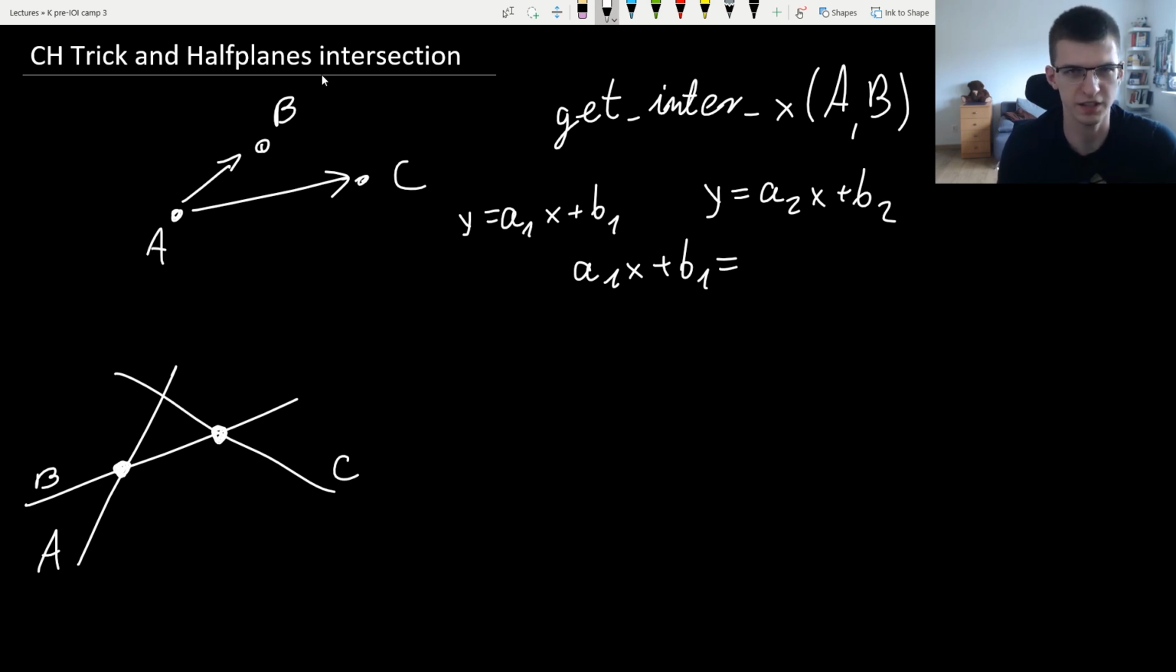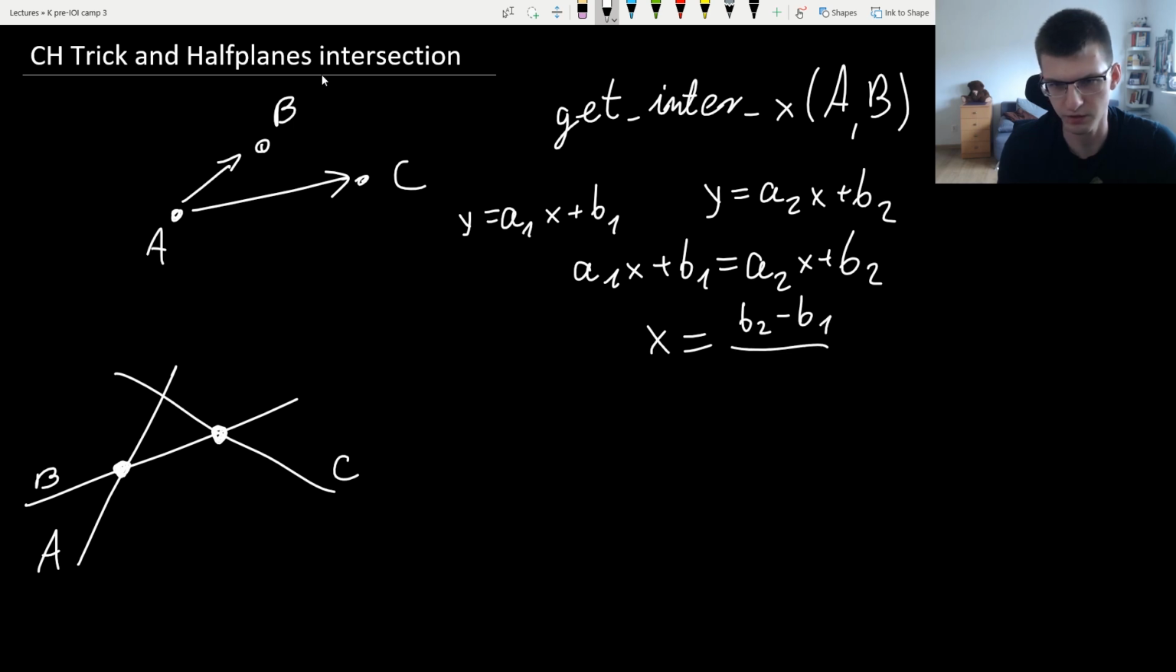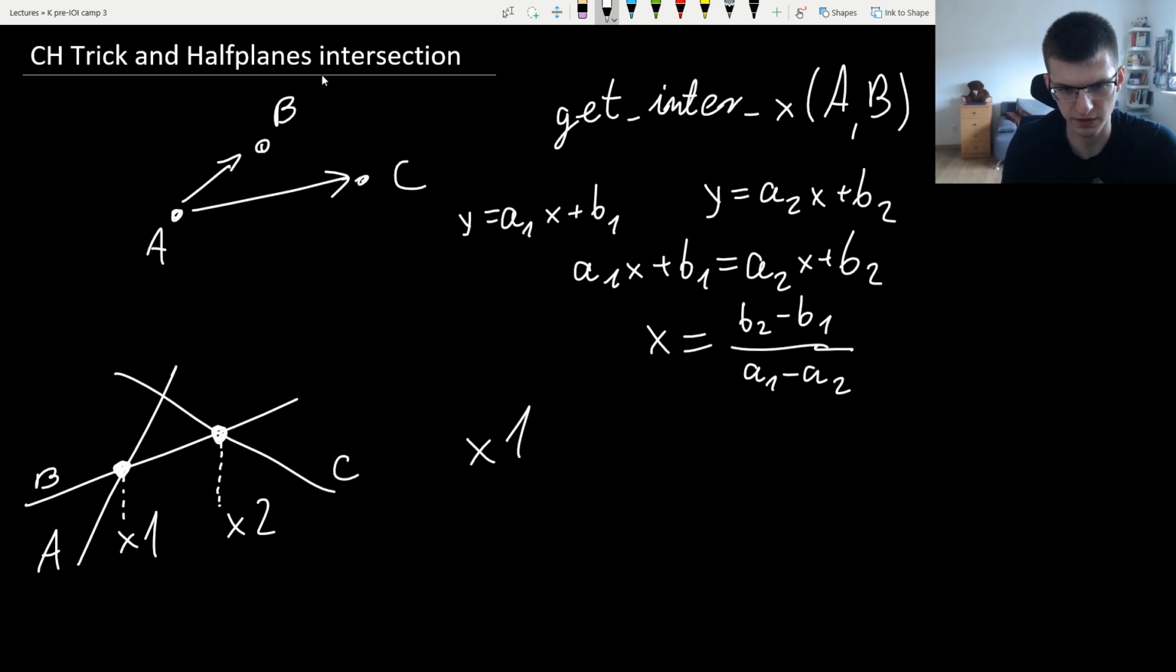So for this x, the y's coincide, they are equal. And get x from here: x is equal to (b2 minus b1) over (a1 minus a2). We have division by zero here, but only if the two lines are parallel, the slope is equal. This gives me this x, let's call it x1. Also, I will compute x2. And function OK checks if x1 is smaller than x2.